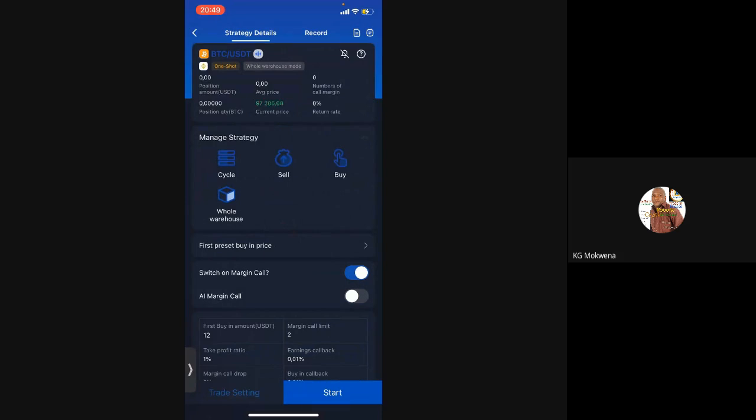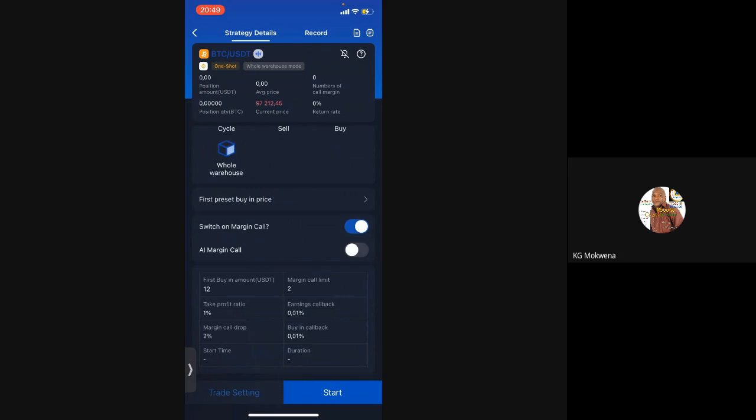So before you start your trade, always go to the bottom part of this where you see first buy in amount and then margin call limit. Under Android is strategy details. It's very important to always check that summary, so all is in order. Your first buy in amount is $12.